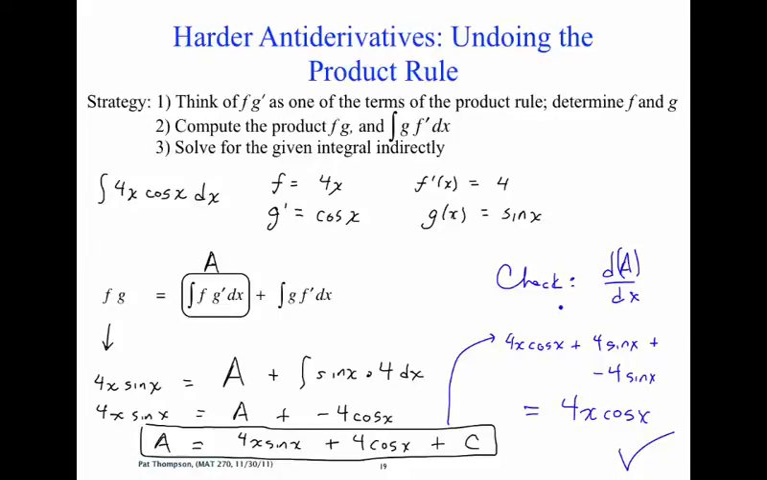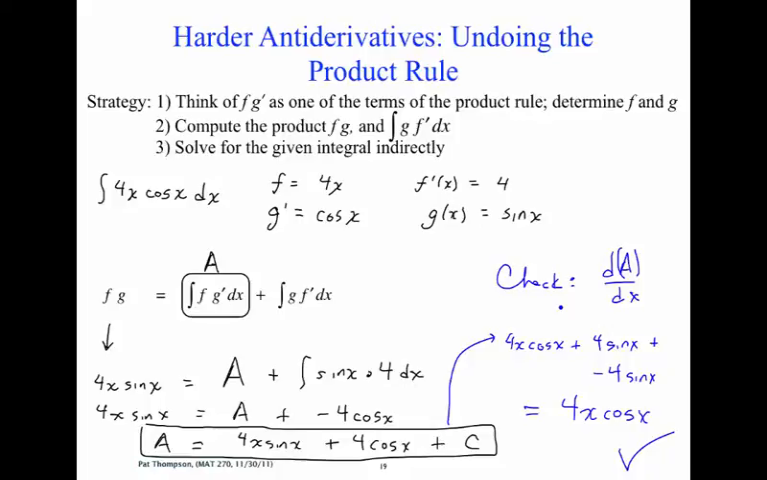Would that be the same format if you were doing it by parts instead? This is an alternative to parts. Yeah, this is essentially what's called parts. Would doing it by parts be laid out differently? No, it's just a different perspective on it. But the math is all the same.